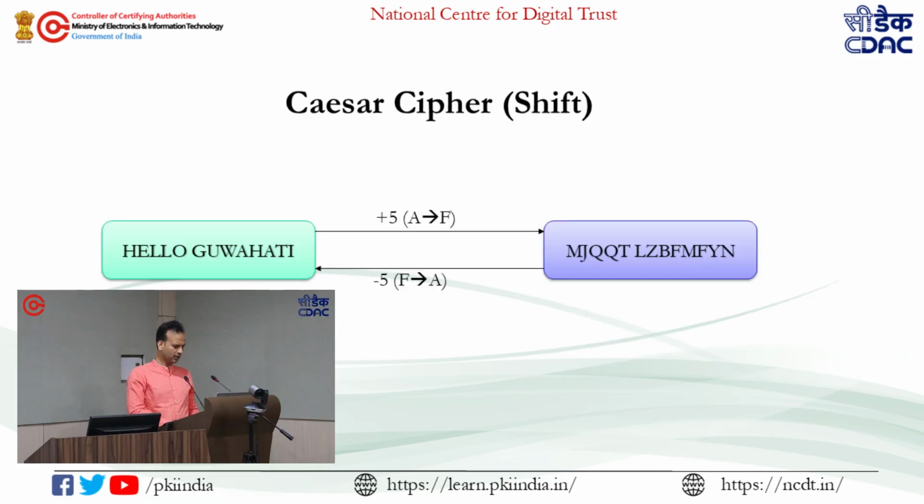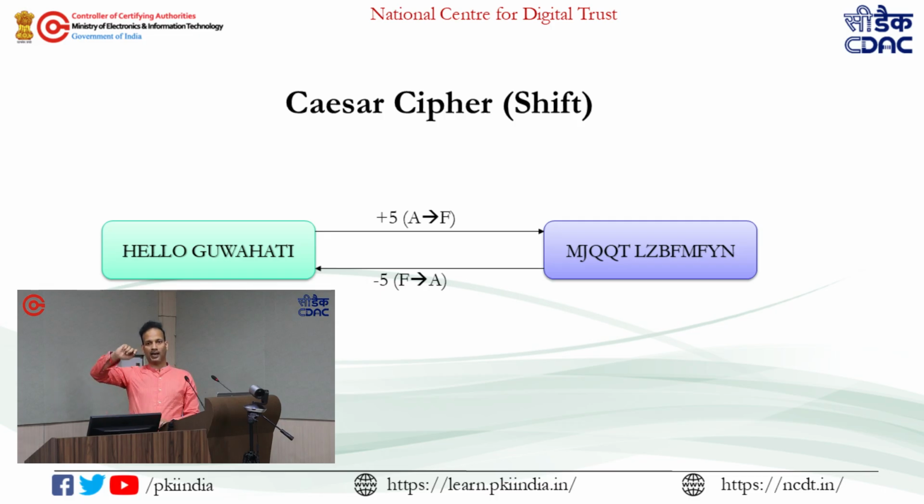Now, one example is this, where I am using a Caesar cipher and just shifting the characters by some number. For example, I am adding 5 to each letter. So H becomes M, E becomes J, and so on. For example, A, if I add 5, B, C, D, E, F, A will become F. Similarly, B will become G, C will become H, and so on.